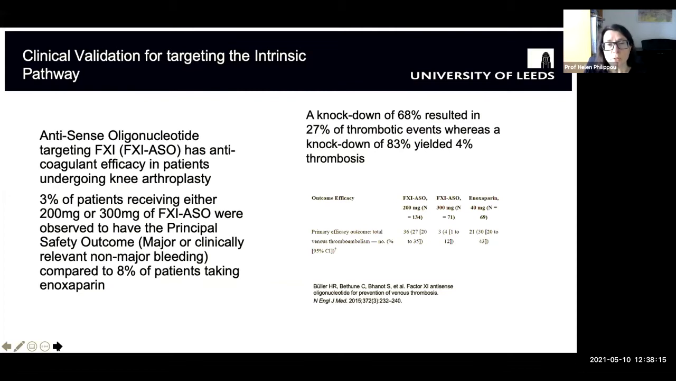And what you see is that if you knock down 68% of factor 11, there are still 27% of thrombotic episodes. Whereas if 83% of factor 11 is knocked down, this got reduced down to 4% of thrombotic episodes. And this compares with enoxaparin, where there was 21% of thrombotic episodes. Next slide, please.